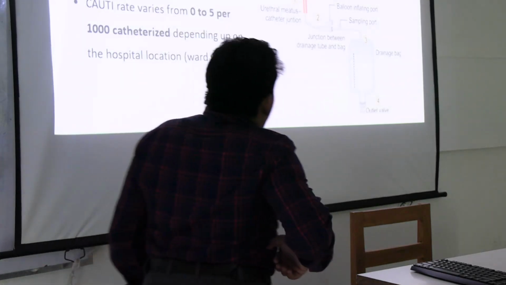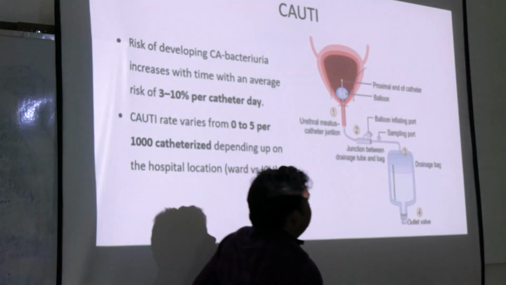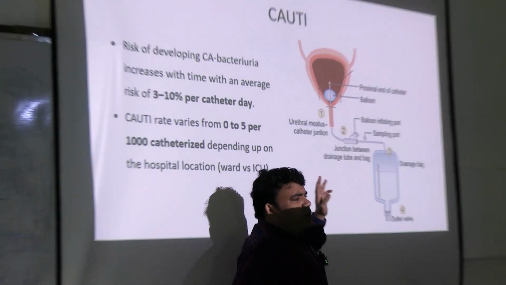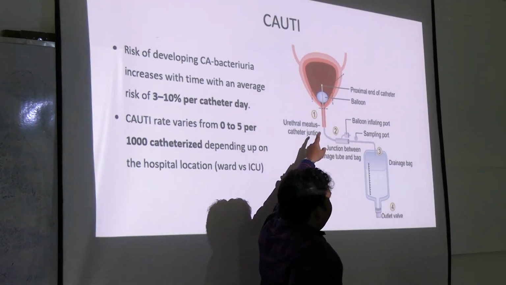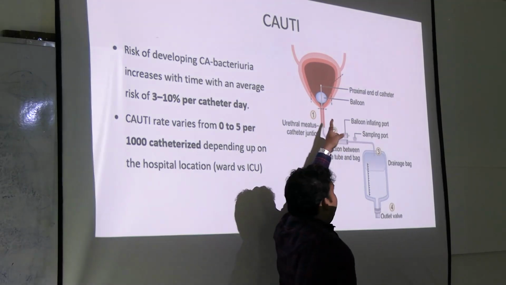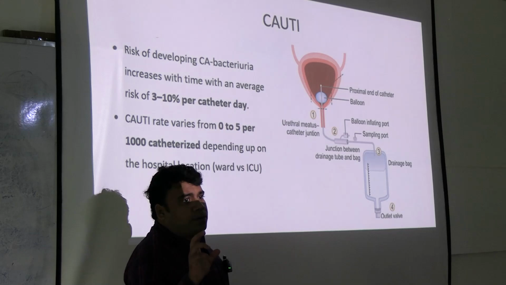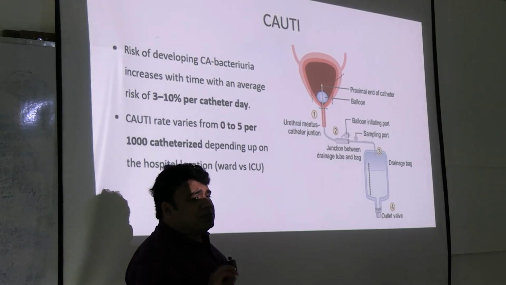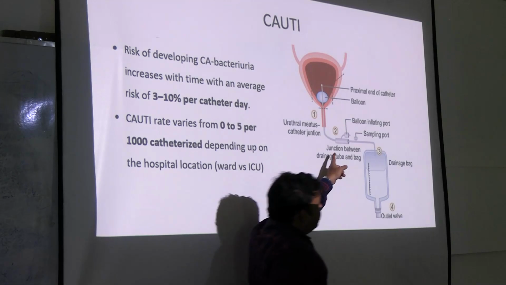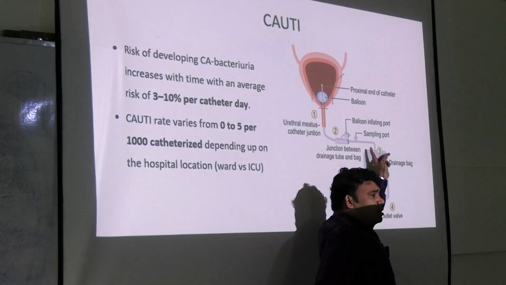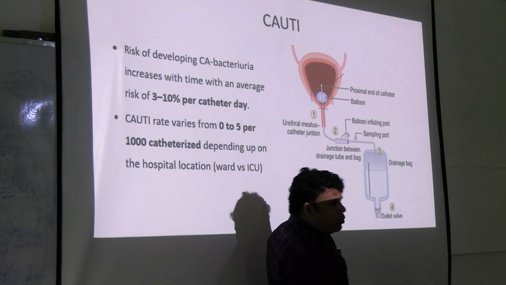Now, from where does this infection come? Now, look at this picture. When we are putting a catheter in the patient, we are putting the catheter over here, as you can see, and there is a ball which is filled with air, a balloon, so that the catheter is retained within the urinary bladder. And then the outer end of this catheter is connected with the drainage tube into a bag, also called the urobag, which collects the urine.